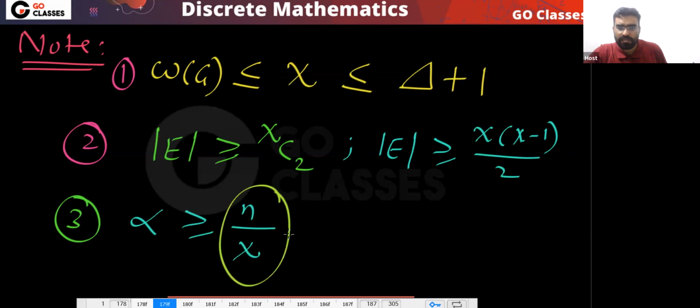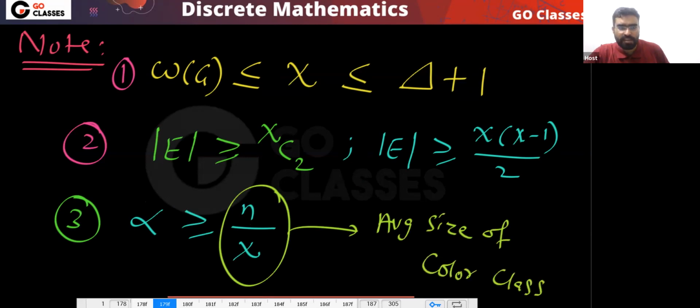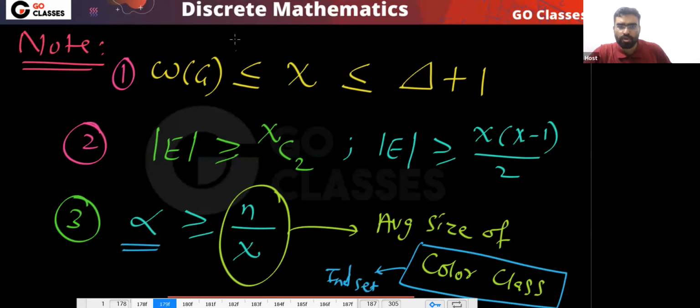What is this? Anyone want to tell me what this is? This is the average size of a color class. And every color class is an independent set. So the independence number should be greater than or equal to this. Okay, so these are all the facts that we have seen.